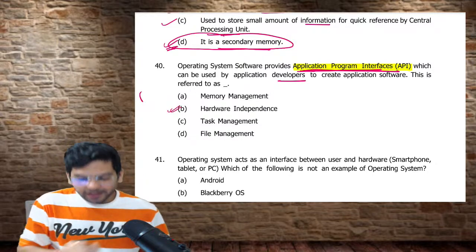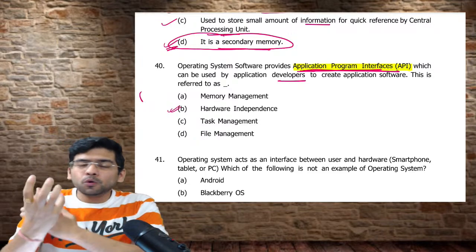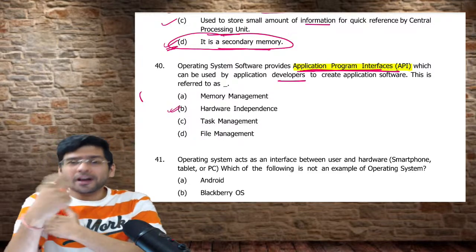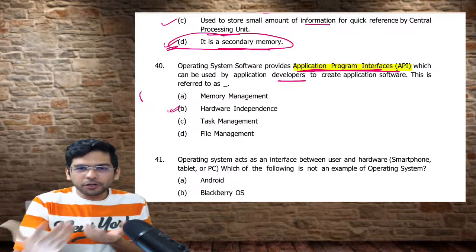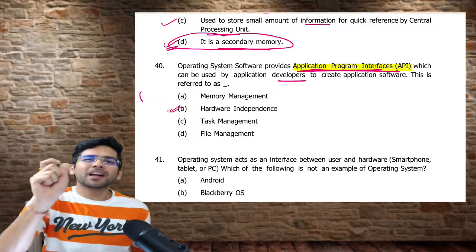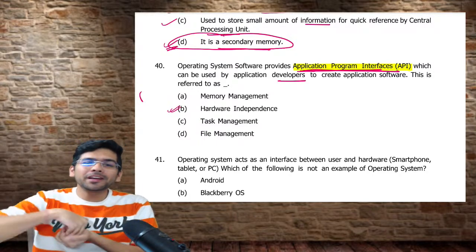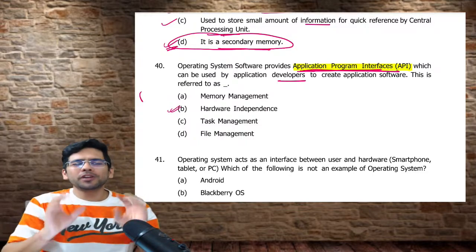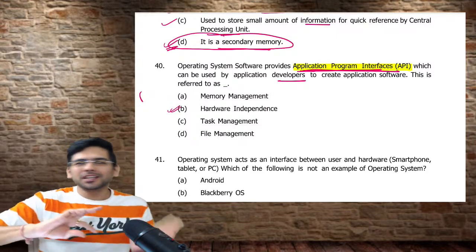Hardware independence is the correct answer, guys. Please understand what happens in API. OS will give, if I am a software developer, let's say I'm making a software for Windows, so Windows will give me an API. API is a kind of already written program. It's a kind of link which I'm going to integrate into my software, and then I don't have to code all the common things again and again. For example, Control C, Control V.